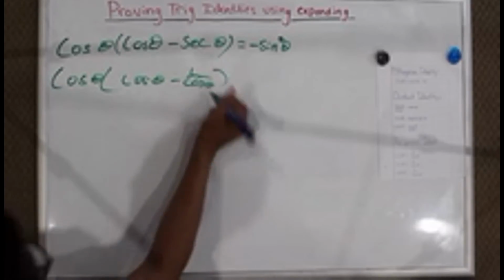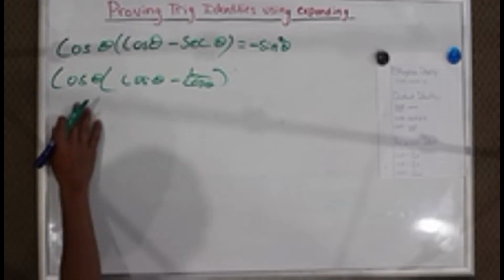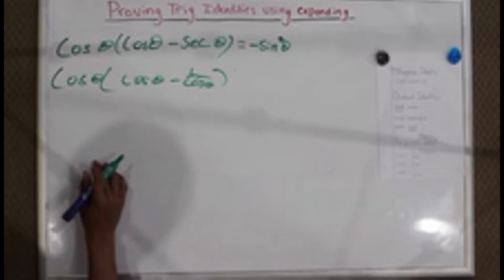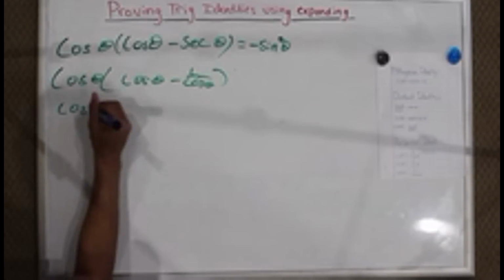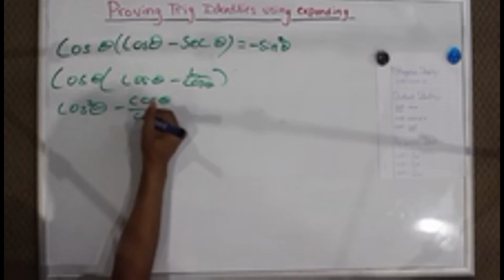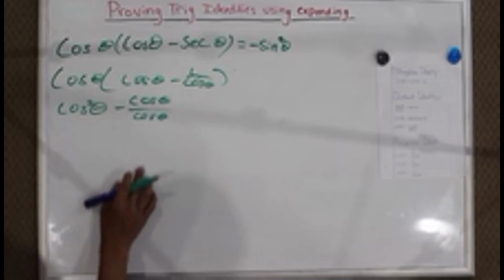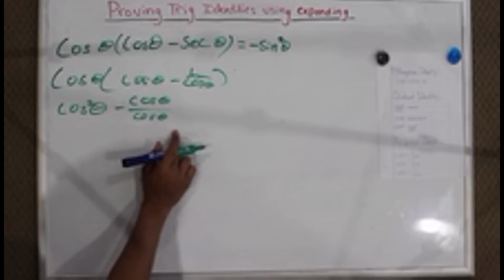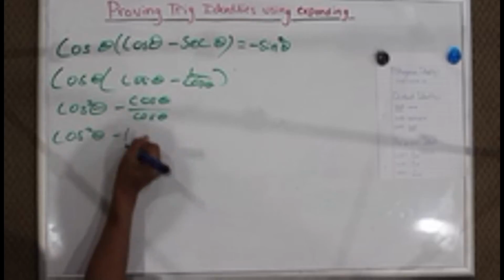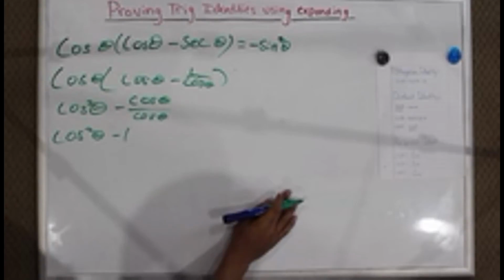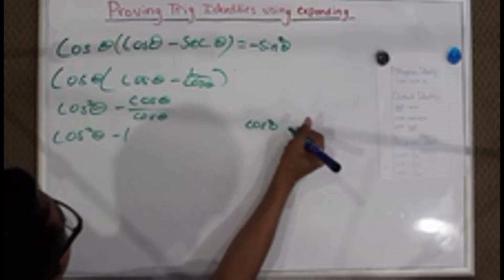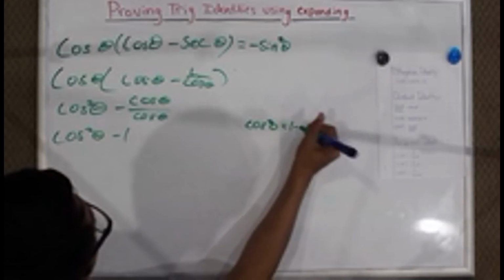So after that, we'll have to multiply our cos theta into the brackets, cos theta minus 1 over cos theta. Once we do that, we'll have cos squared theta minus cos theta over cos theta. Now we know that anything over itself is equal to 1, so we can simplify this into cos squared theta minus 1. And if we go to our Pythagorean identities, we know that cos squared theta is equal to 1 minus sine squared theta.